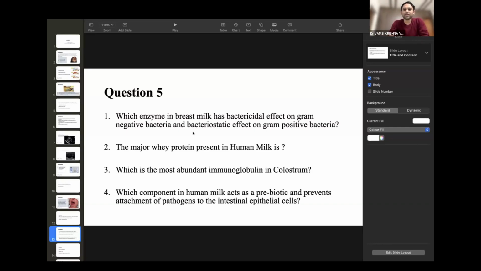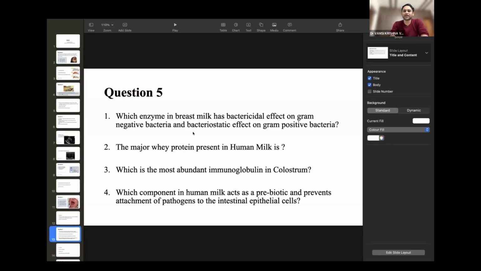So which is the most abundant immunoglobulin in the colostrum? Yeah, secretory IgA is the most common immunoglobulin in the colostrum. The colostrum is the first milk. It's also called a primary vaccination for the baby, usually in the first 40 to 72 hours, rich in immunoglobulins, proteins, and also other things that we will see next.